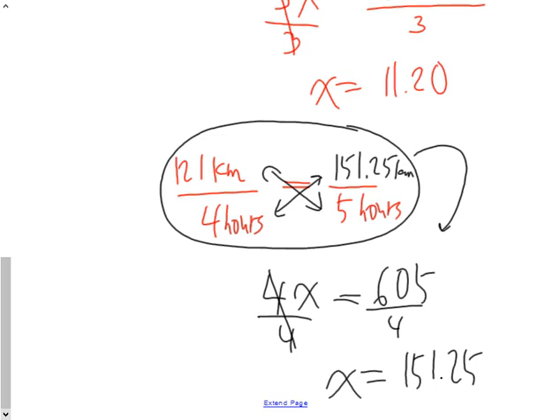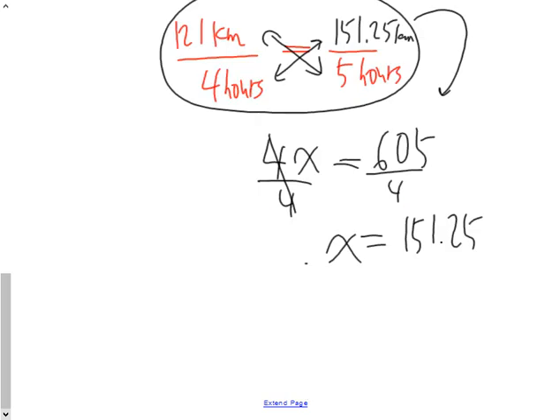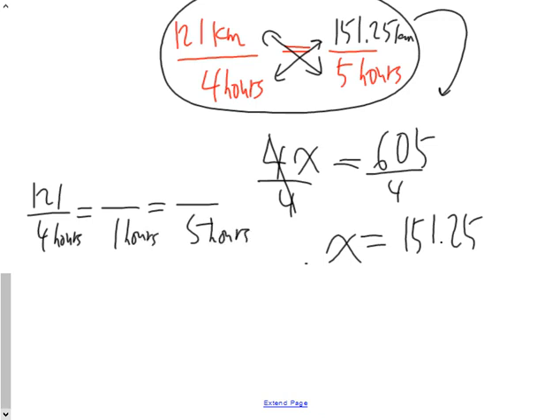Now, if you don't believe me, let's just double check by unit rate. Let's go ahead and do that question one more time, but this time we're going to solve it like we would if we were doing a 2.1. So 121 in 4 is equal to how many kilometers in 1 hour, which would be equal to how many in 5 hours? Right? 1 hour and 5 hours. Okay, I get it. Hour should be just singular.